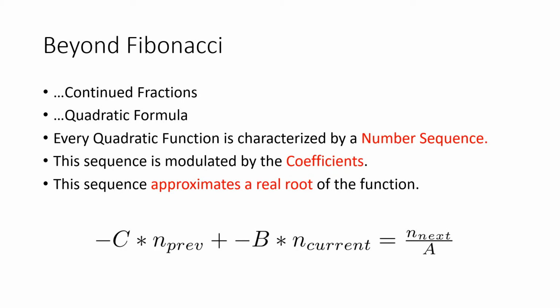Here's the general Fibonacci sequence. Okay, so it's not the general Fibonacci sequence, but it's the principle of the Fibonacci sequence generalized, where A, B, and C are the coefficients of a quadratic function. It just so happens that the quadratic function for the Fibonacci sequence is x squared minus x minus 1. B and C are 1.